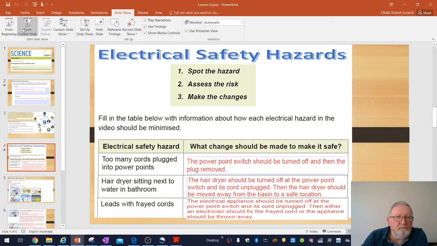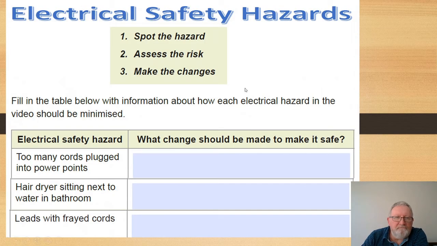Thanks, Mike. Okay, so we had those 3 things shown there. Too many cords plugged into a PowerPoint was his first hazard that he spotted around the house. The hairdryer near the water, in fact, and then frayed cords.